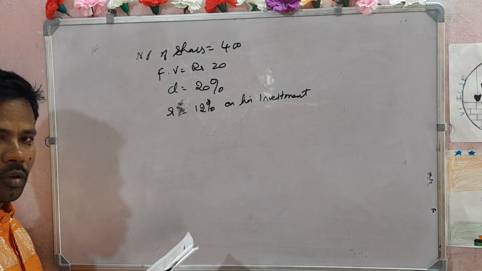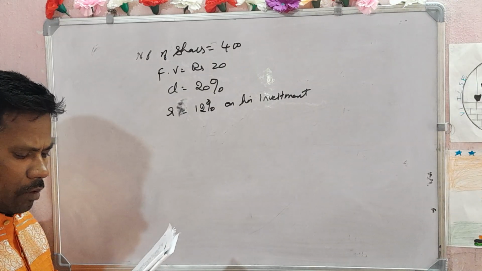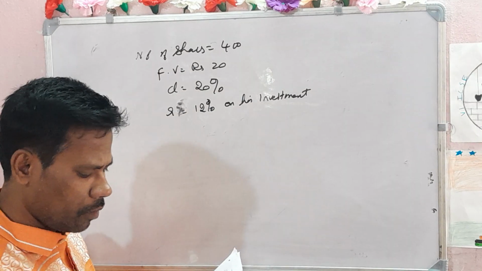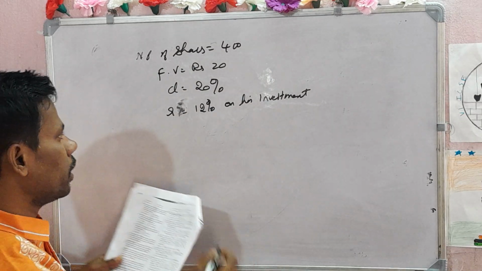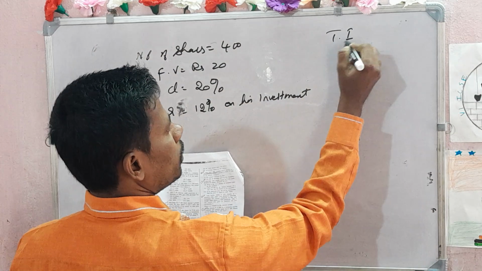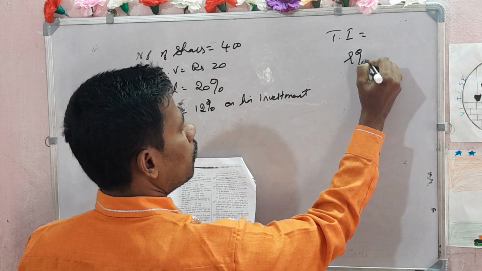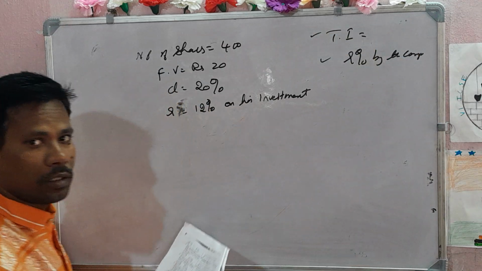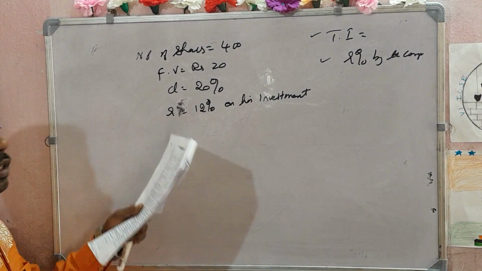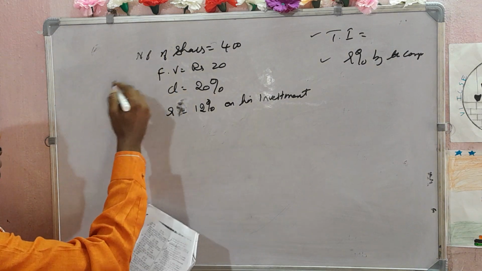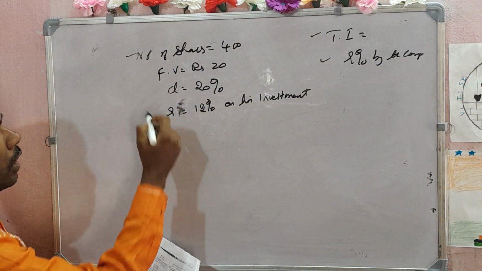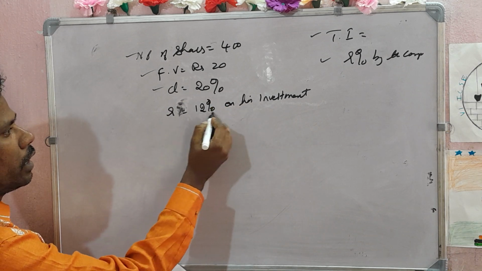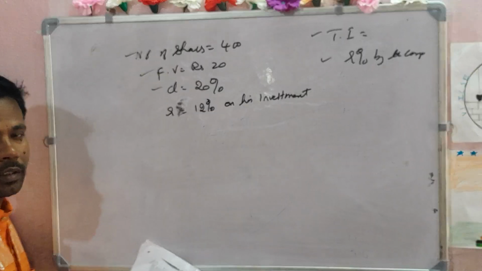So what is being asked? Calculate the amount invested by him, and the rate of dividend paid by the company. Total investment is asked, and the rate of dividend by the company. There are two bits in this question. First, what is given? Number of shares is 400, face value is 20, discount is 20%, rate is 12% on his investment.